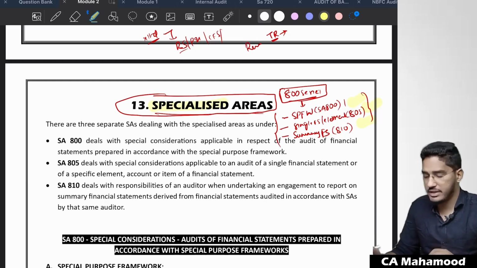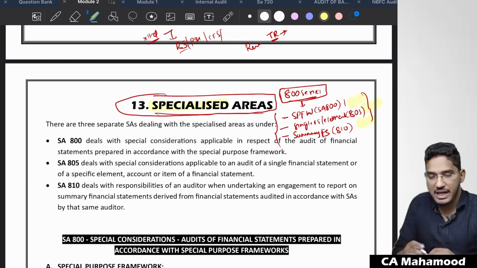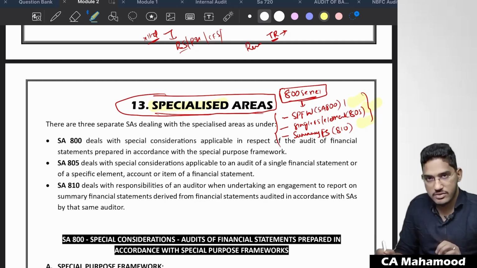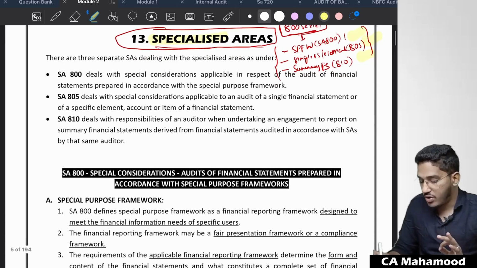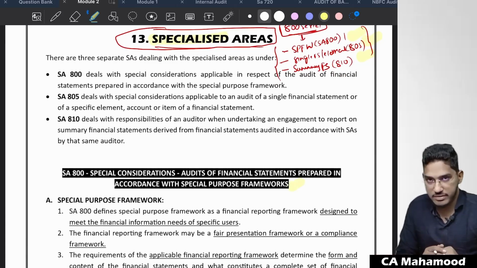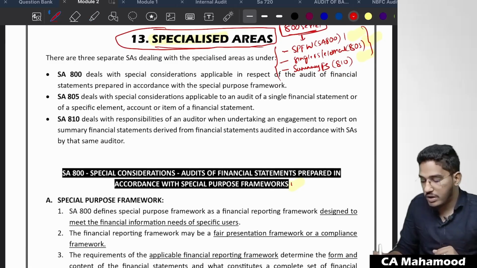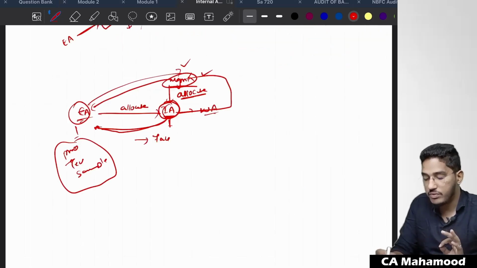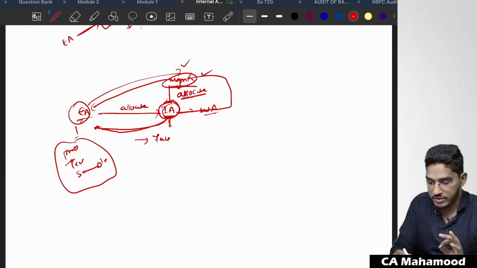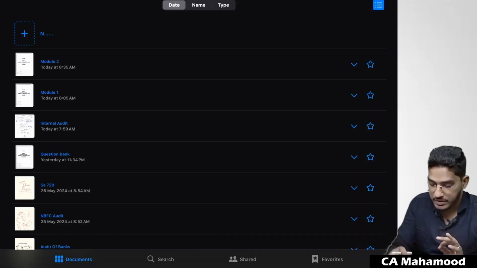The first standard in the 800 series which we will pick up for discussion will be SA 800. Then what does SA 800 talk about? SA 800 deals with special considerations, audit of financial statements prepared in accordance with special purpose framework. So in case you are called upon to conduct the audit as per the special purpose framework, how you are going to do the audit. So let me create a separate sheet for this. Separate note I will create.